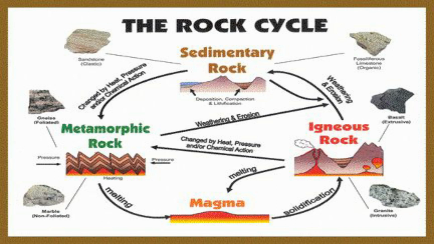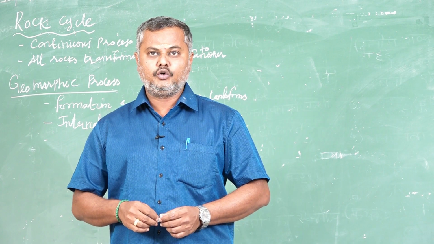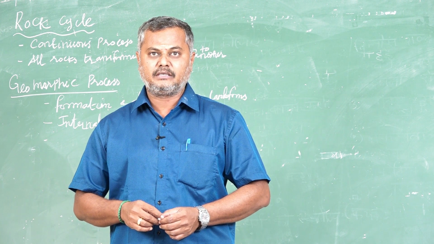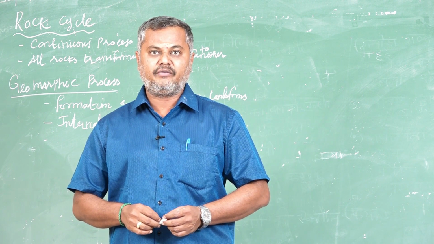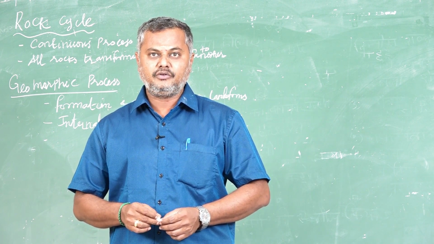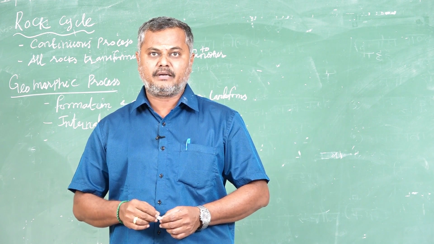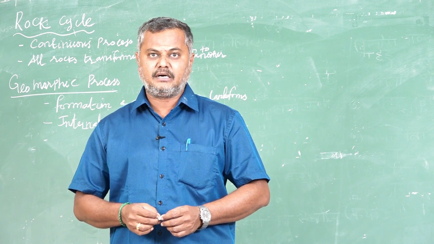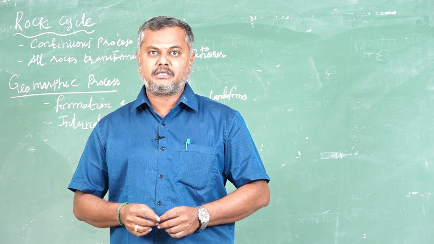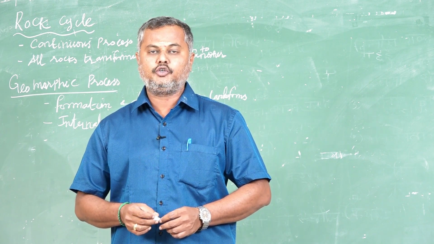The rock cycle is a continuous process through which igneous, sedimentary and metamorphic rocks are transformed from one form to another. Next one is geomorphic process. Geomorphic process, I mean geographical process. The formation and deformation of landforms on the surface of the earth is continuous activity of two broad processes. That is, first one is internal and next one is external. These processes cause stress and deformation on earth materials, and finally it brought the changes on the surface of the earth. These are referred as geomorphic process.